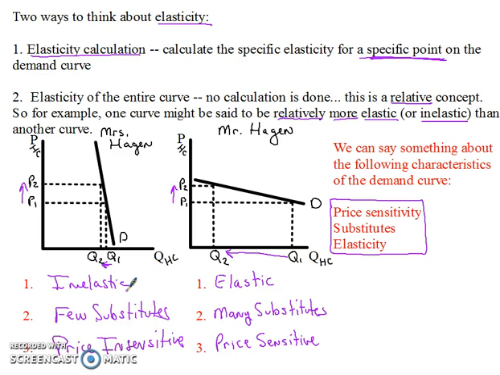So these are generally true. A flat, elastic demand curve is when somebody has many substitutes and they're price sensitive. An inelastic demand curve is when they have few substitutes and they are price insensitive. So looking at it from the point of view number 2, with no calculations, we would say that my wife's demand curve for haircuts is inelastic relative to mine. Or we could say my demand curve is elastic relative to hers. That's our other way of thinking about elasticity without doing calculations. We're thinking about the entire curve.